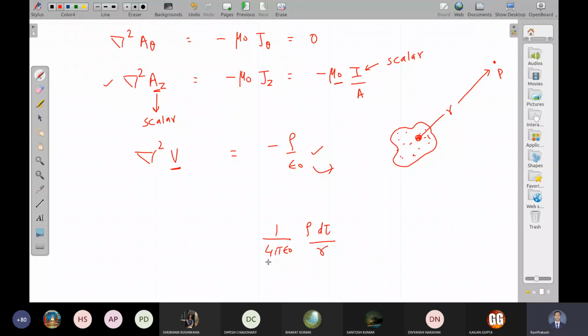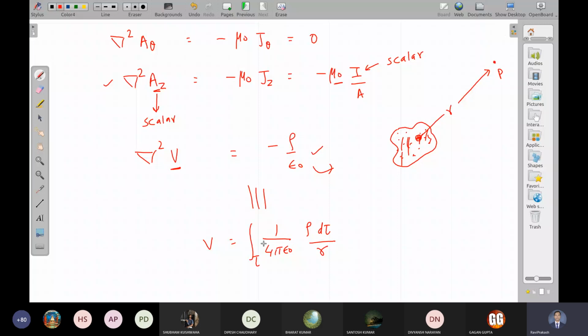What is the potential due to this whole object? Integral over this whole object. And this is the answer, right? So these two equations are the same. Either you solve this or you solve this integral. You get the same result.